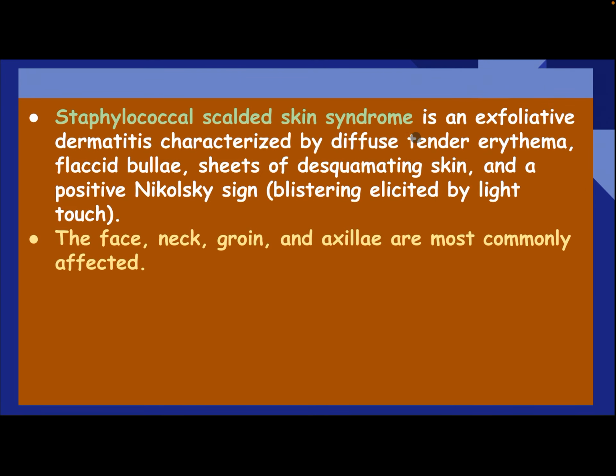Staphylococcal scalded skin syndrome is an exfoliative dermatitis characterized by diffuse tender erythema, flaccid bullae, sheets of desquamating skin, and a positive Nikolsky sign, blistering elicited by light touching. The face, neck, groin, and axilla are most commonly affected.